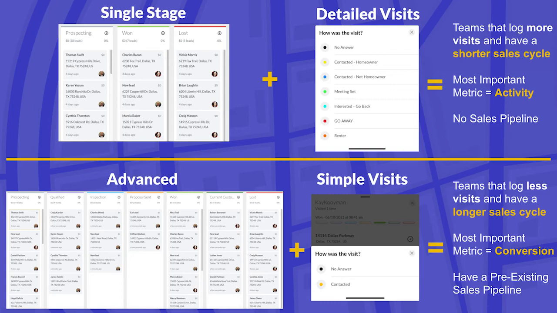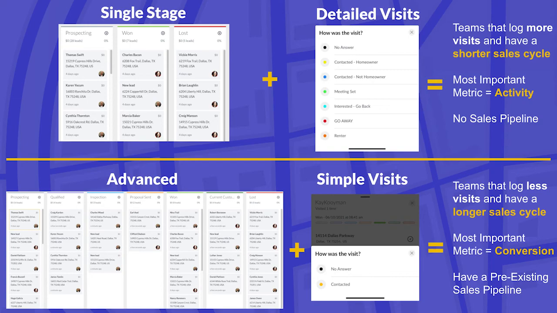So the biggest difference between these 2 setups is really going to be the industry and type of metrics you're looking to generate. If your company primarily goes door-to-door residentially, looks to log a certain number of door knocks or in-person visits on a regular basis, we usually recommend the single stage pipeline with more detailed visit result options.